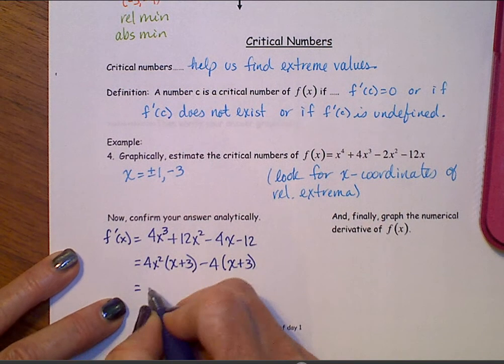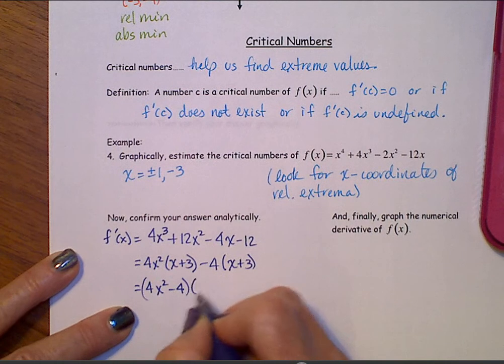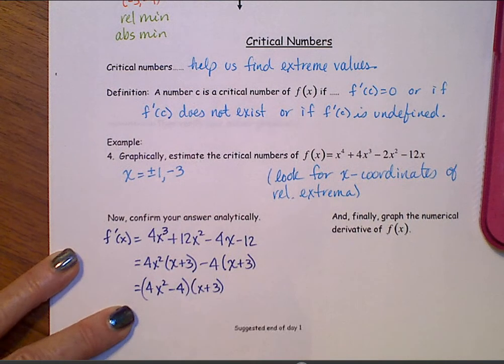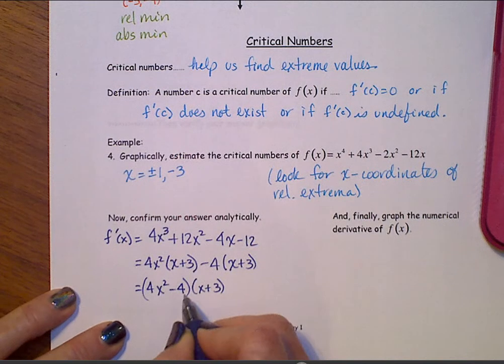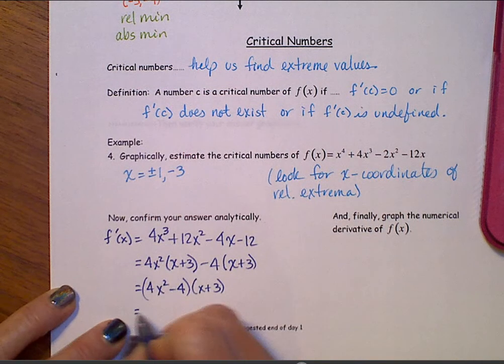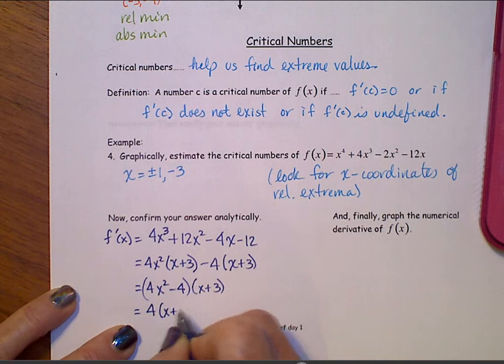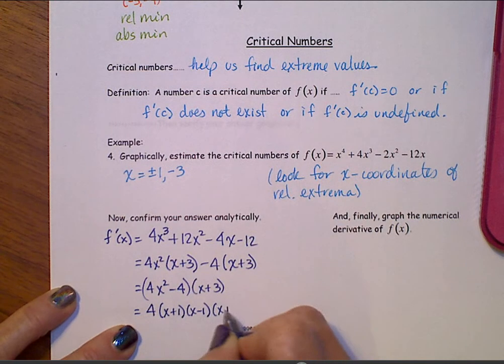This will then factor into 4x squared minus 4 times x plus 3. From this 4x squared minus 4, we can pull a 4, which leaves x squared minus 1, and that factors as the difference of two squares. So we have 4 times x plus 1 times x minus 1 times x plus 3.